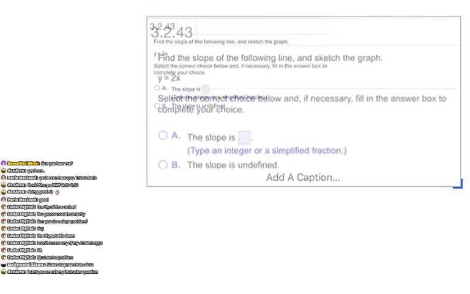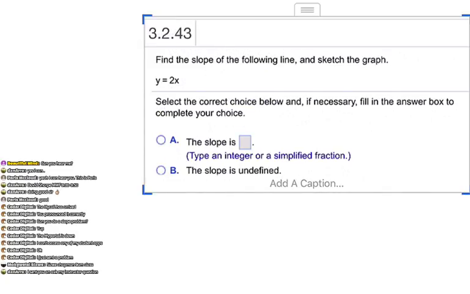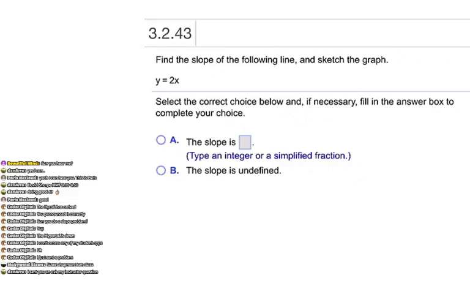So there was a request for one on slope. Okay, and again, this review session is for.